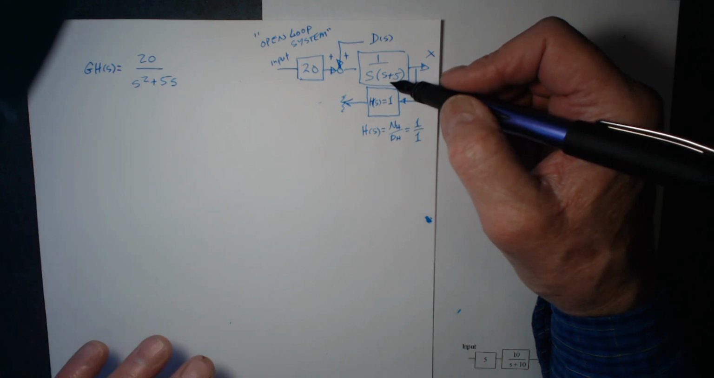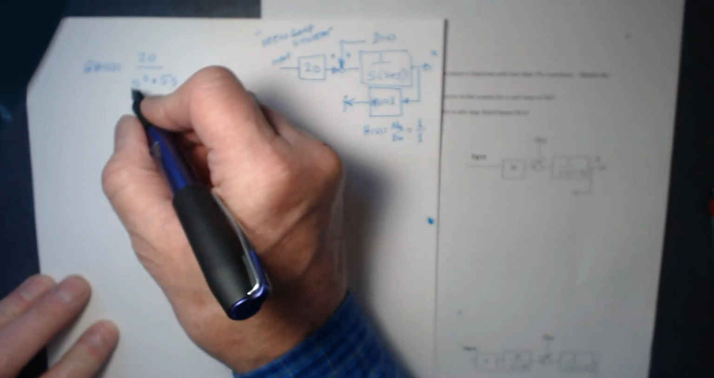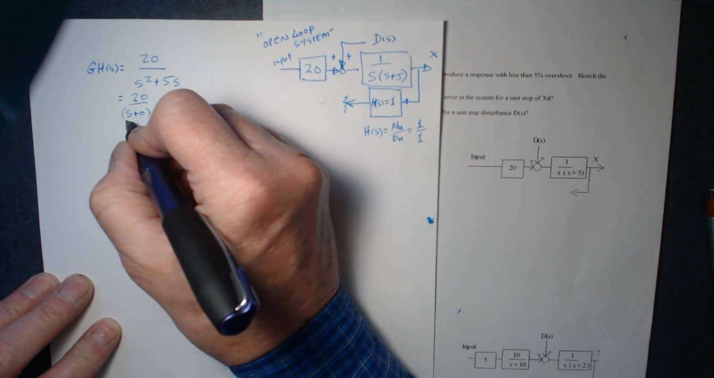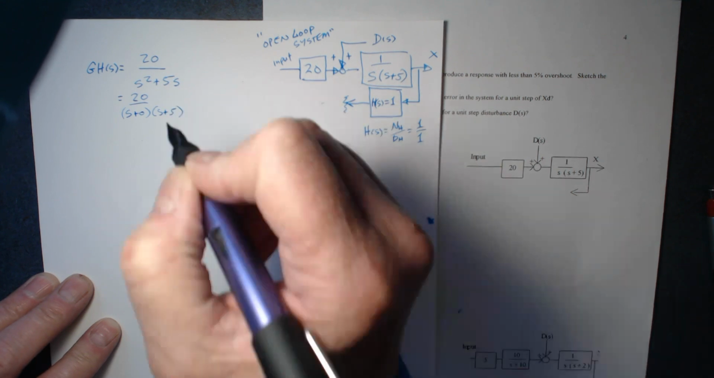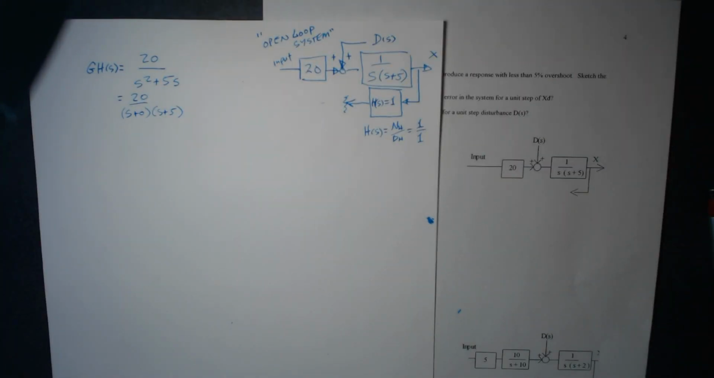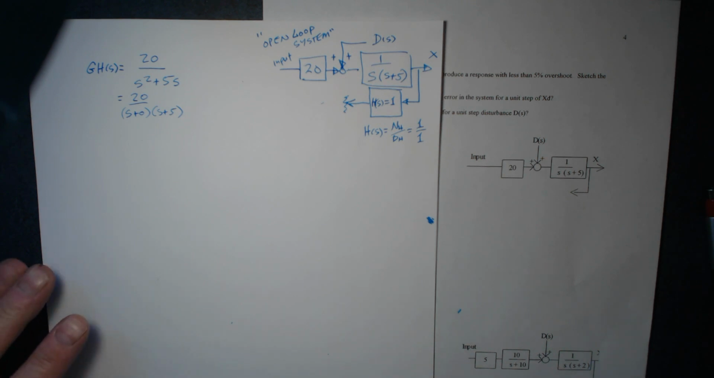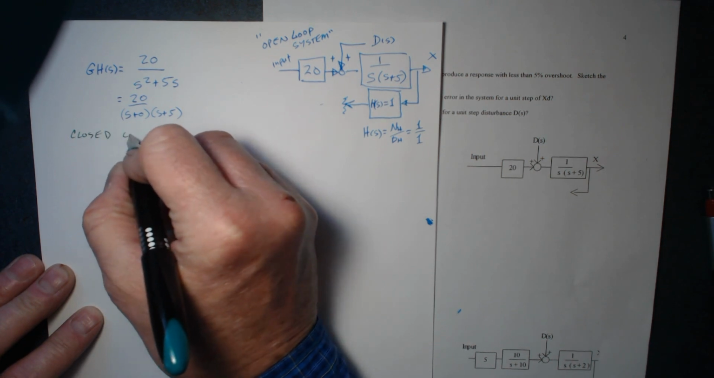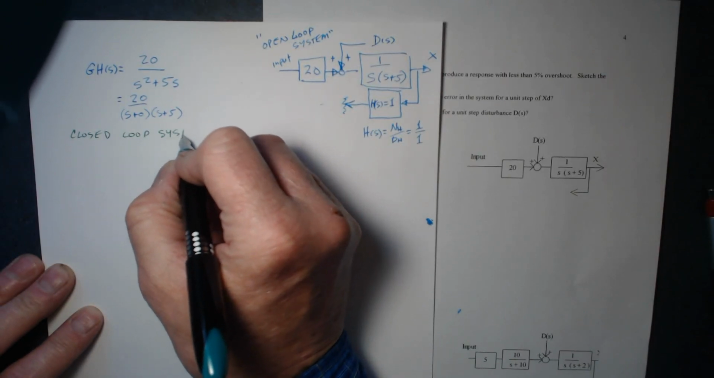Let's make sure that I do this right. This GH is 20 over S plus 0, S plus 5. Those are the two open loop poles. You know what I should do? I should look at what the closed loop system looks like here. So I know the closed loop system.